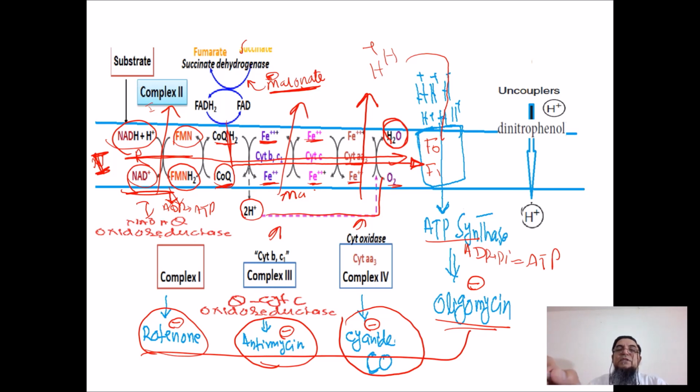But if there are uncoupler proteins, or some medicine like 2,4-dinitrophenol, they will pump hydrogen from the outer side back into the matrix. So they will disturb this gradient. When there is no gradient, hydrogen will not fall back, ADP will not combine with the inorganic phosphate, and there will be no formation of ATP. This mechanism is called the uncoupling mechanism, as we saw in the previous slide.